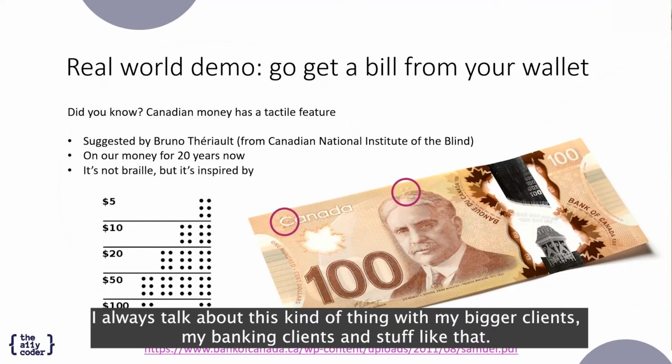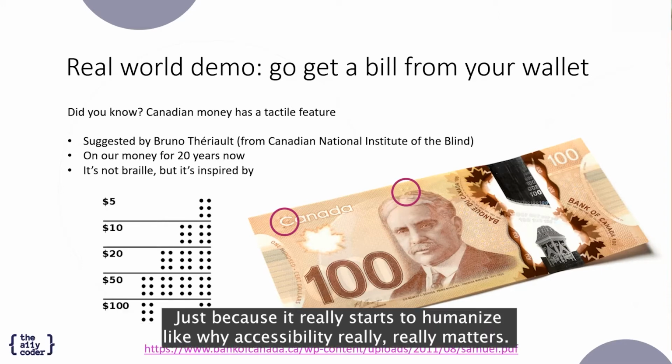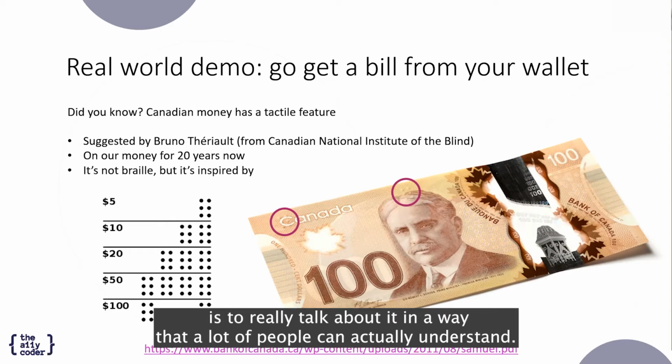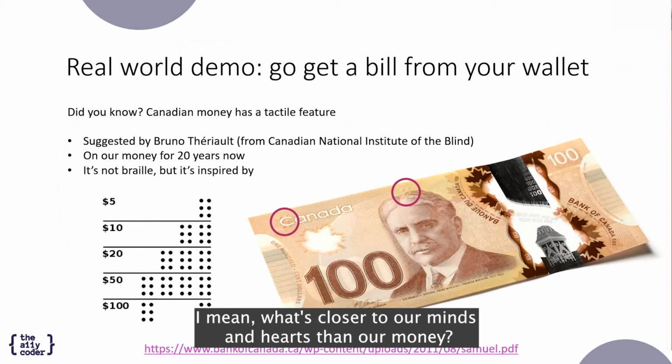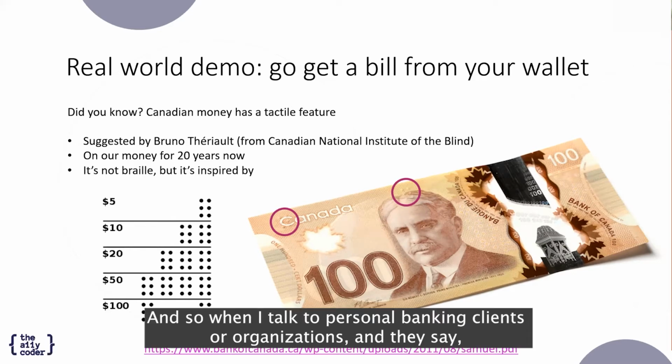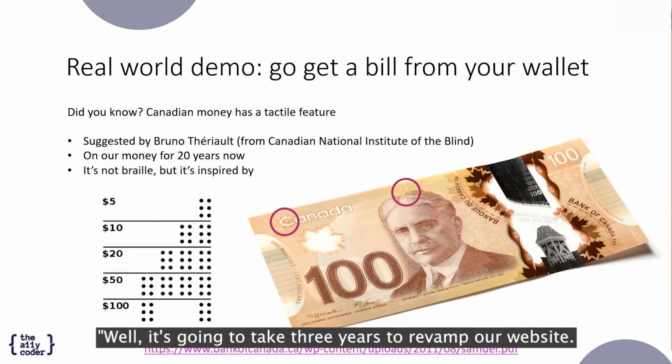And I always talk about this kind of thing with my bigger clients, my banking clients and stuff like that, because it really starts to humanize why accessibility really matters. I think that's a cornerstone of bringing accessibility into an organization, to really talk about it in a way that a lot of people can actually understand. I mean, what's closer to our minds and hearts than our money? It's what's in our bank account, and it really is what matters. And so when I talk to personal banking clients or organizations, and they say, well, it's going to take 3 years to revamp our website.